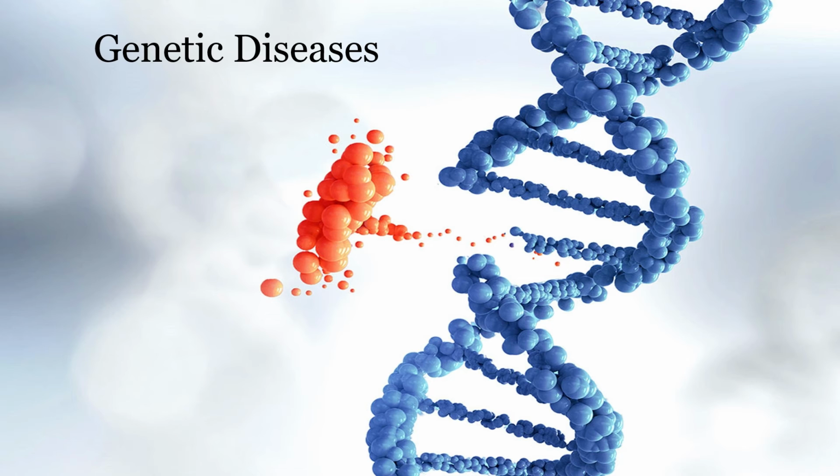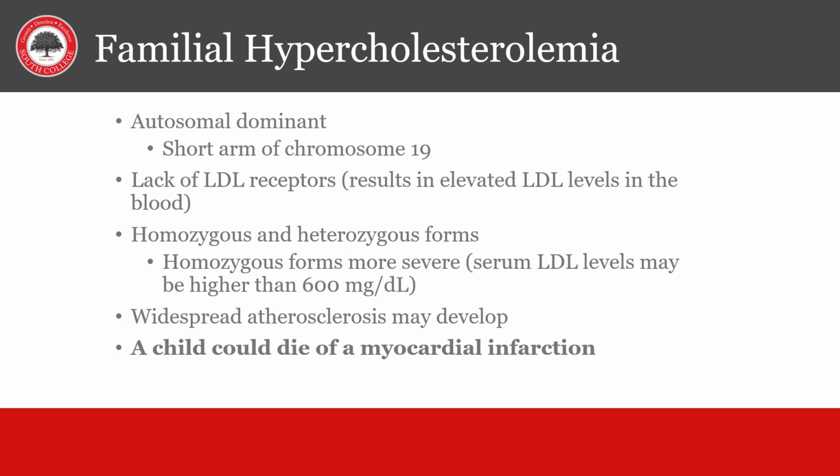Now we'll return to genetics and look at genetic diseases. Familial hypercholesterolemia is very rare and is autosomal dominant. Homozygous is much more severe than heterozygous forms, which show that this disease has some codominance in its traits. A homozygous child could die from a myocardial infarction, and this makes this disease very important to know.